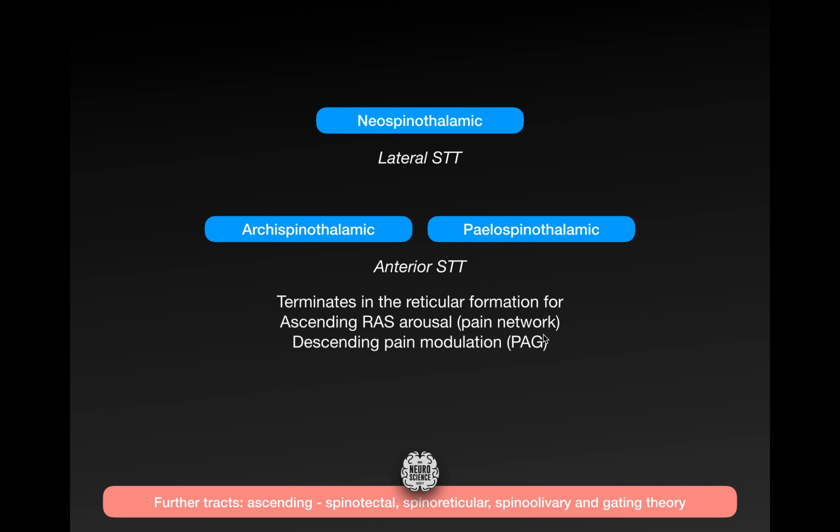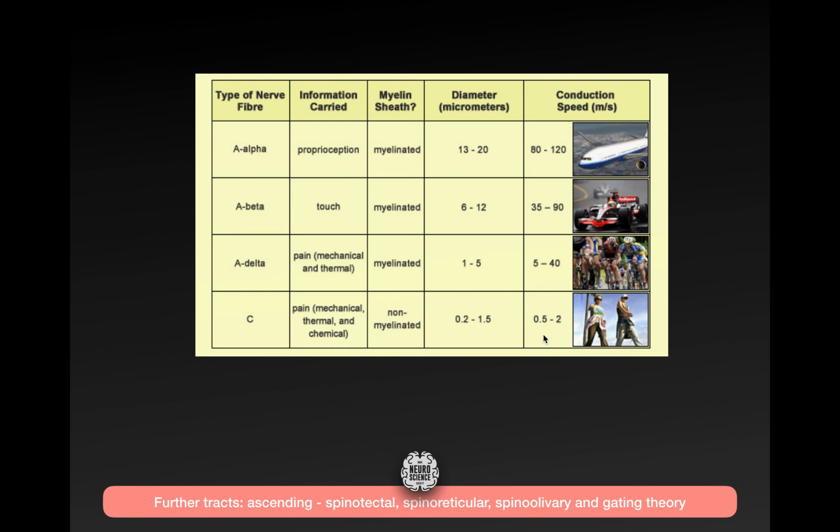These terminate in the reticular formation, so these are part of the arousal to noxious stimuli beyond the spino-reticular system. Okay, so your neospinothalamic is making you consciously aware of the noxious stimuli, but your anterior spinothalamic, which runs relatively close to it, has a different function altogether. If you're interested, these are the different types of nerve fibers which are important to know about. I know that it was mentioned in block 3, but not particularly too well.